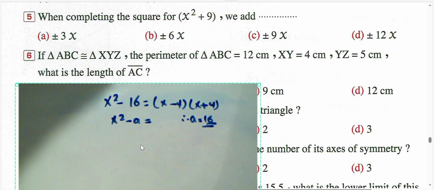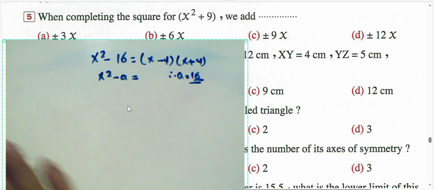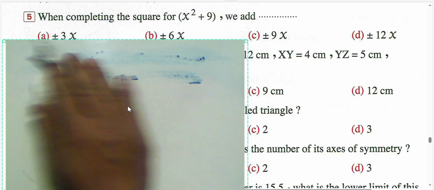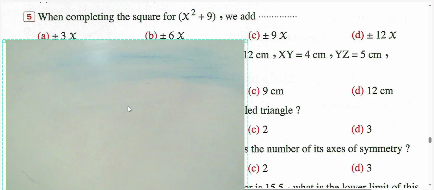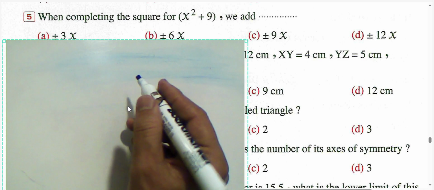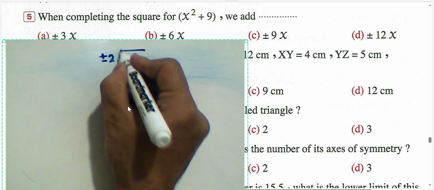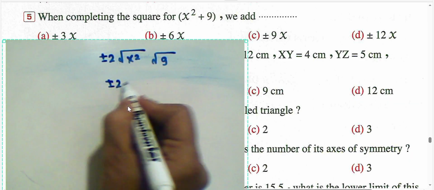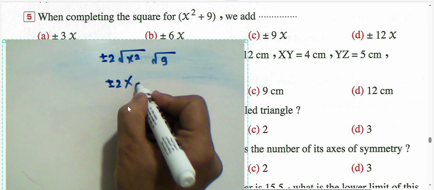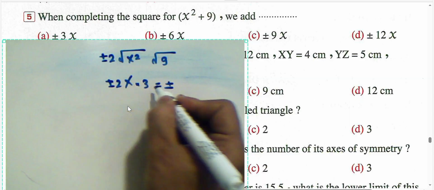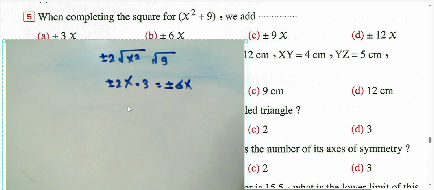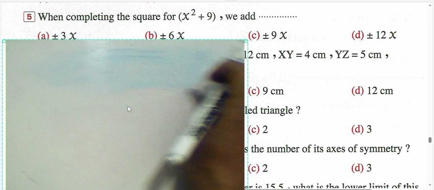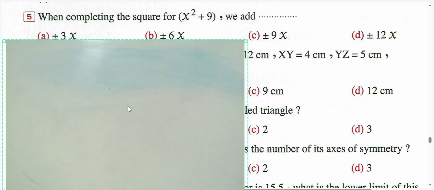When completing a square for x power 2 plus 9, we add positive or negative 2 times the square root of the first product by the square root of the third. Positive or negative 2 product by square root of x power 2 product by square root of 9. The result will be positive or negative 2x product by 3. Write positive or negative 2 times 3 equals 6 and write x. Positive or negative 6x. Choose letter B. Okay.